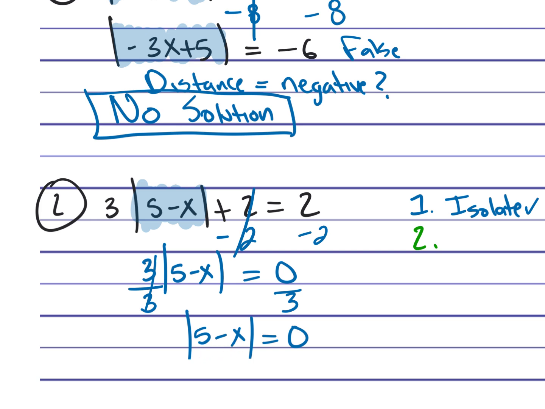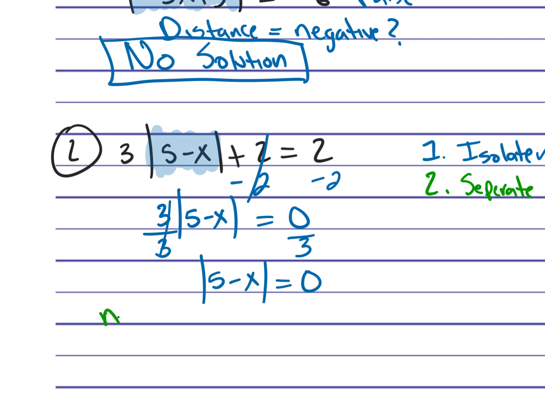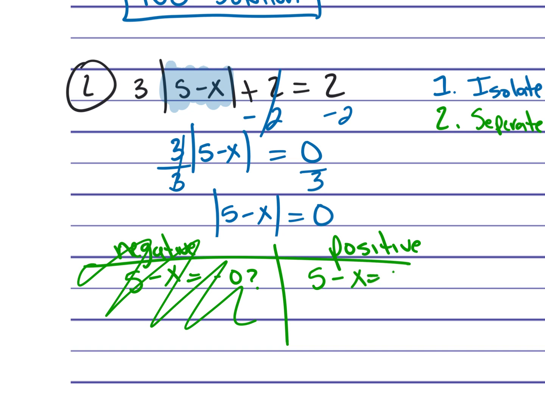Because absolute value can be 0. It cannot equal negative, but it can be 0. So we're going to try and separate into a negative and a positive. Here's my negative side. Here's my positive side. For the negative, I run into a little pickle because I cannot have negative 0. That's not doable, so this side is not going to work. But I can have a 0, like a regular 0. It doesn't have to be positive 0, it's a regular 0.